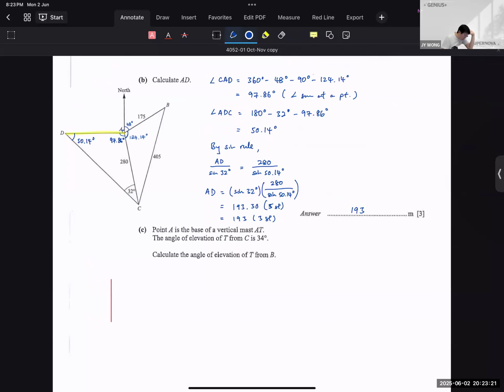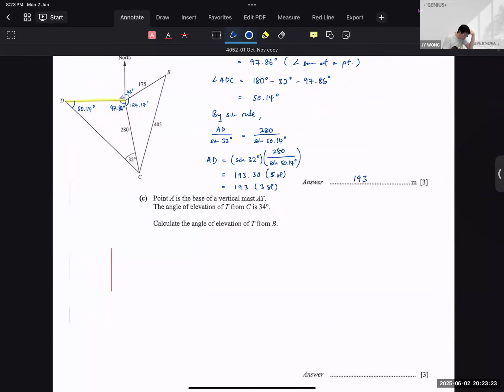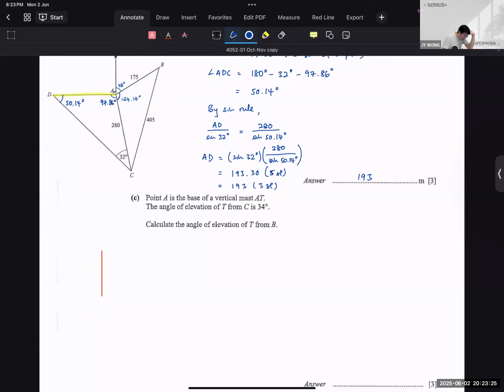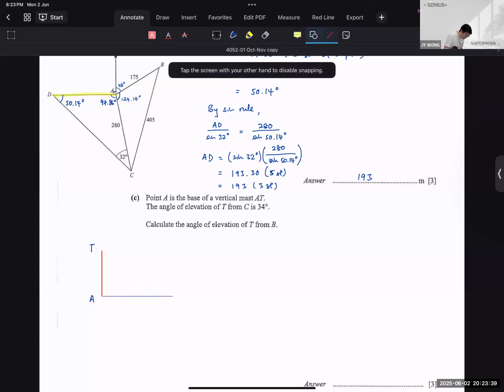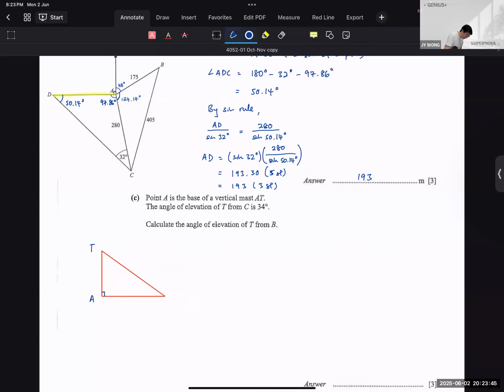Where is point A? Point A is like that, okay. So A is the base. Do not label the triangle wrongly. A is the base. Why? Because A is on the flat ground. So the mast, well, they call it AT. T is the top of the mast. And then A is connected to C. And AT, because it's vertical, forms a right angled triangle.